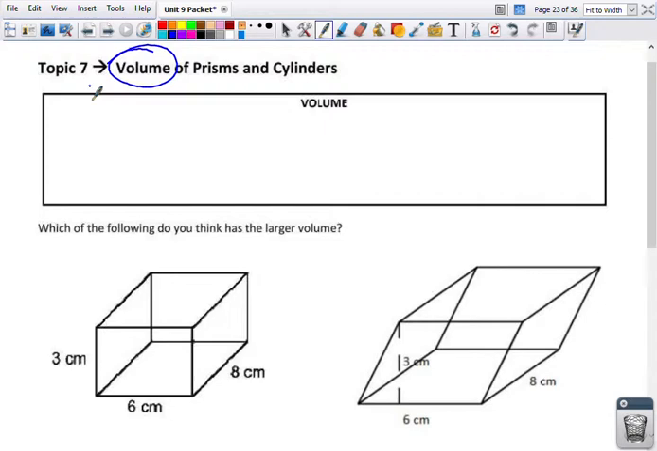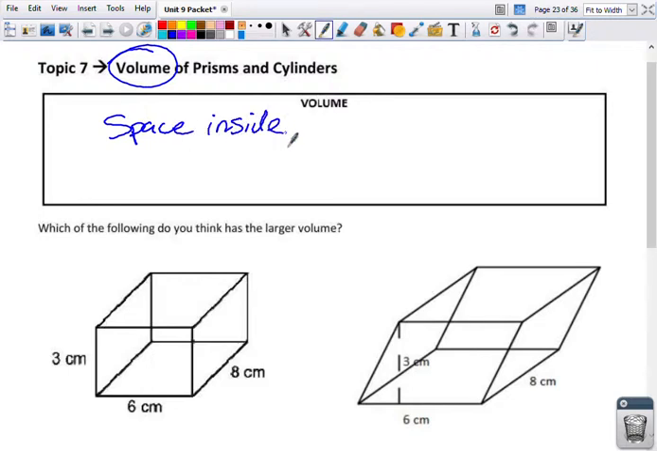So if you look at this room, surface area is the floor, the walls, and the ceiling, right? If you were going to paint that. And then volume would be like if I was going to fill this room up with water. How much water could I fill in this three-dimensional space? So this is going to be all about three dimensions.